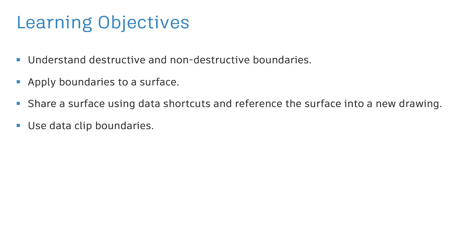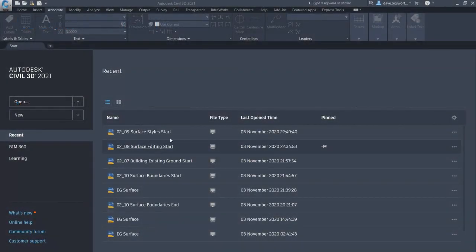Now you'll learn about different types of surface boundaries. You'll understand the difference between destructive and non-destructive boundaries. You'll apply boundaries to your surface, share the surface using data shortcuts, and reference the surface into a new drawing. Finally, you will learn about data clip boundaries and how to use them.